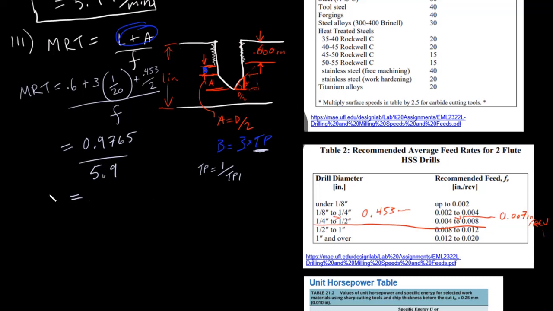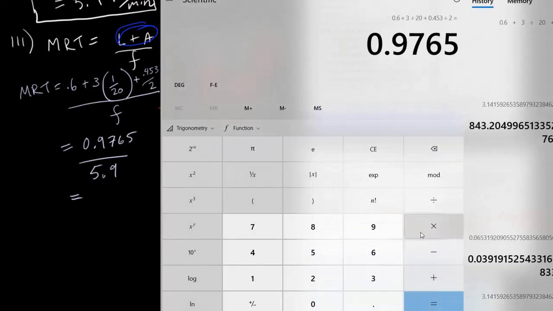So this is probably going to go in a bit slower than the center drill. And it's going deeper, so it's obviously going to take more time. So let's just calculate this. So 5.9, so we'll divide this by 5.9.